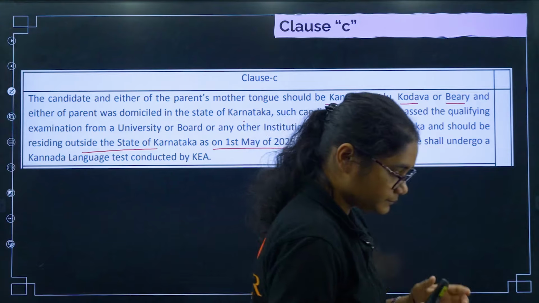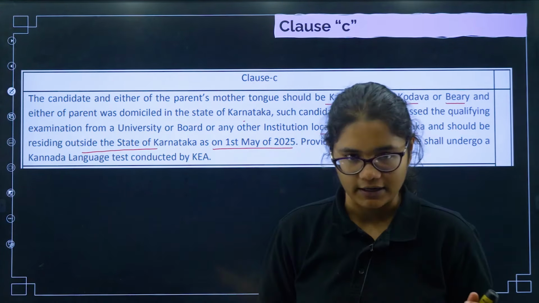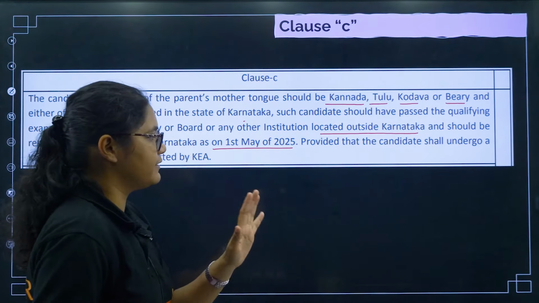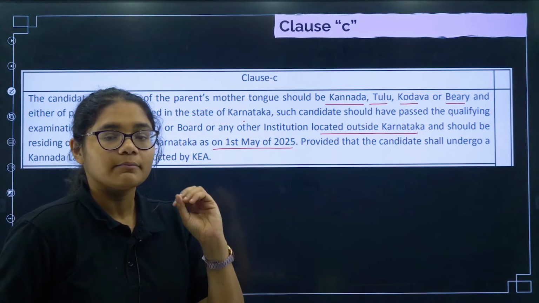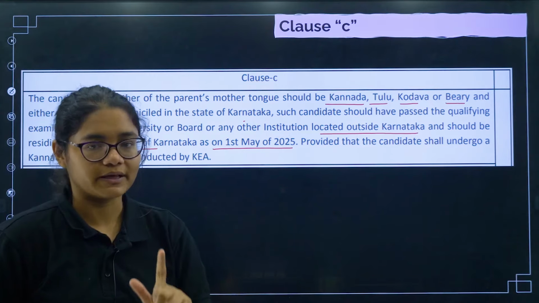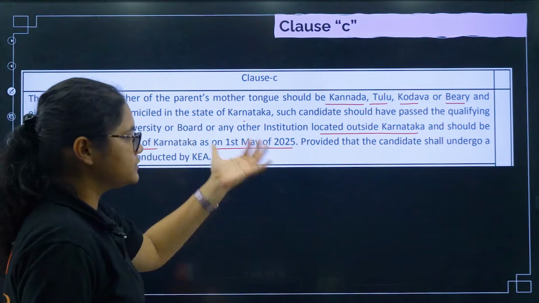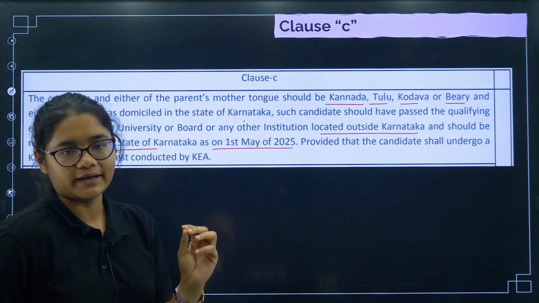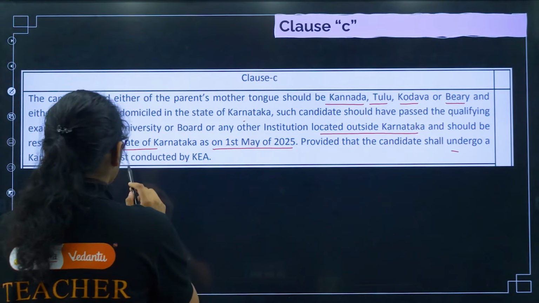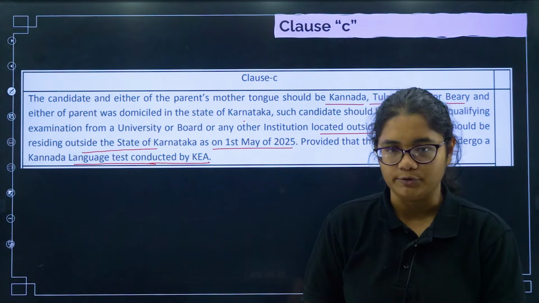Now suppose your entire family is residing outside Karnataka, then what is the condition? Your parents have also not studied 7 years, that is also not required in this clause, but your mother tongue and any one of your parents' mother tongue should be Kannada, Tulu, Kodava or Beri, and you are studying outside Karnataka till 1st May 2025. In that case, you also have to undergo a language test conducted by KEA. A Kannada language test will be conducted for you.